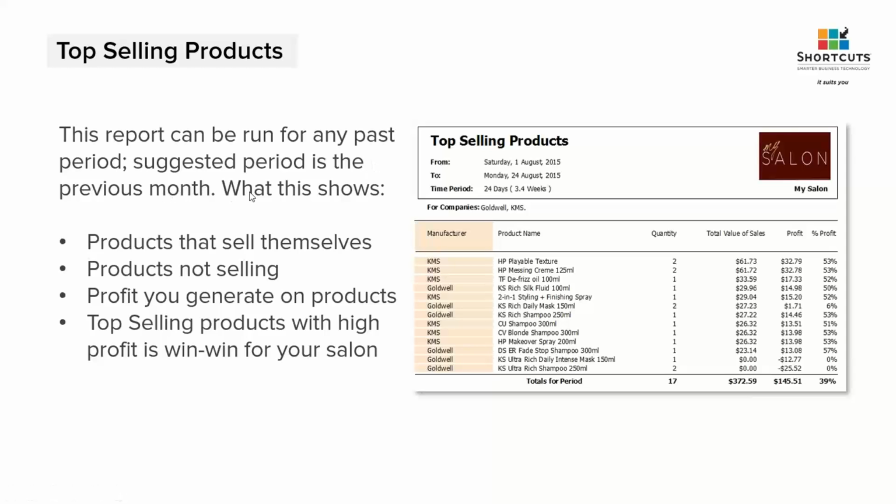Top selling products. So if your shop, if your salon, if your spa relies on a lot of retail, you should absolutely know what are the hot items, what's not selling, so that you can cut down on your orders or discontinue a line if you see no value in it. So look at your top selling products category, your top selling products report. Again, Shortcuts will give you totals, averages, and of course, profit.